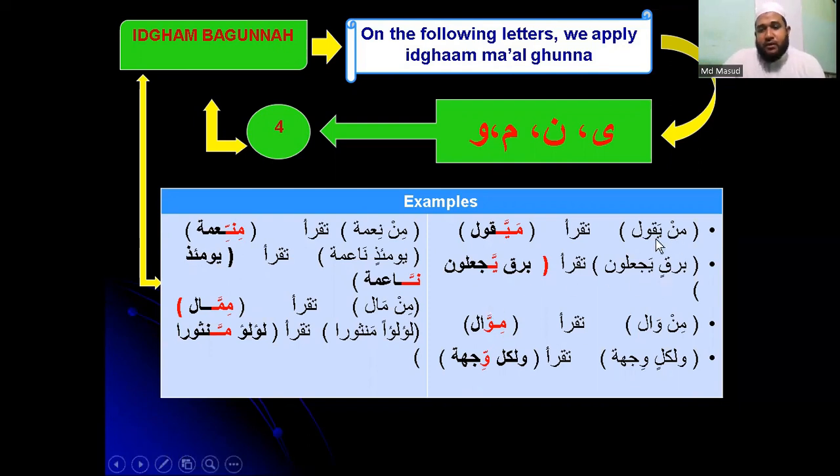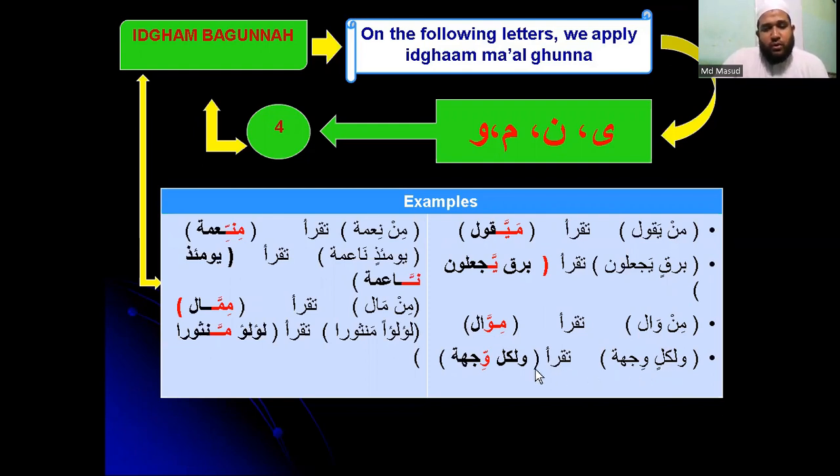You see, man yaqulu, tuqra'u man yaqulu. So after Noon Sakin, Ya comes, that's why we're changing or assimilating the sound of Noon into Ya. So it becomes man yaqulu, man yaqulu. Then baraqin yaj'aluna, tuqra'u baraqin yaj'aluna. We're assimilating the sound of Tanween into Ya. Baraqin, baraqin. Then min walid, tuqra'u min walid.